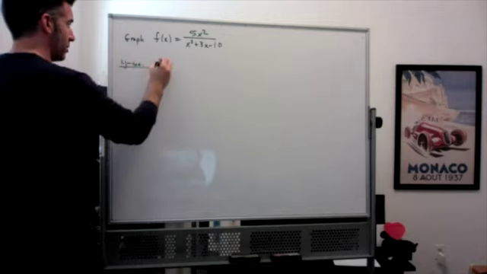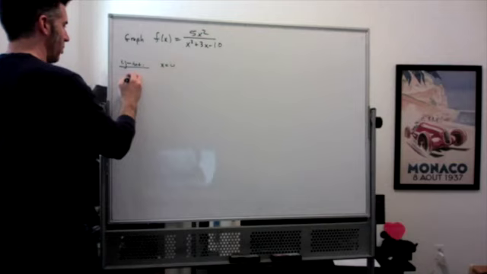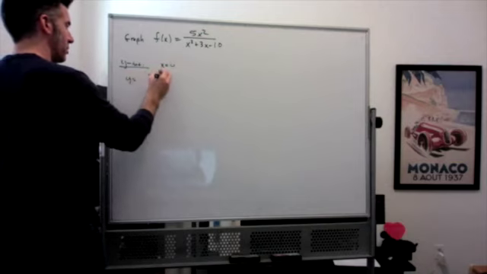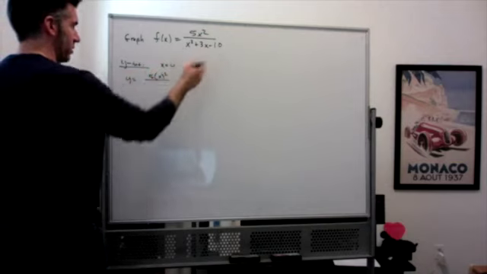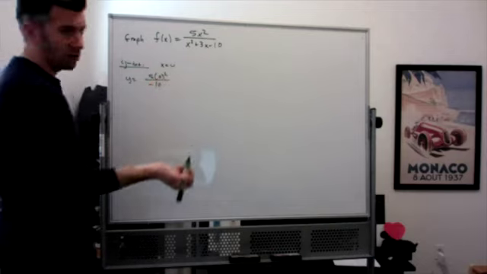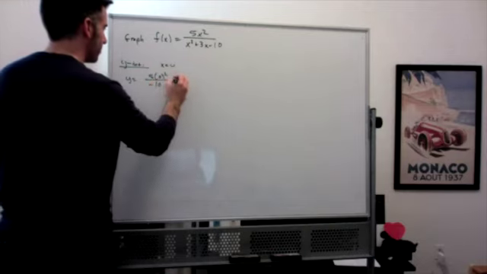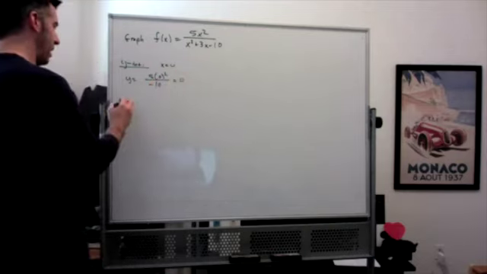So let's find the y-intercept, if there is one. So set x equal to 0. You're going to get y equal to 5 times 0 squared over 0 plus 0 minus 10. 0 over not 0 is 0. Let's find the x-intercepts.